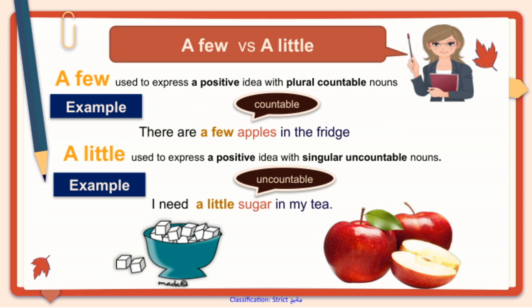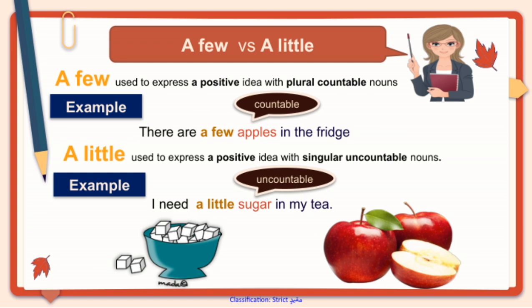On the other hand, with countable nouns such as apples, we use a few to indicate a small number. For instance, "There are a few apples in the fridge." This means there are some apples, a small quantity, and apples are countable, so we say a few. It's important to remember that a little is used with uncountable nouns, and a few is used with countable nouns. This distinction helps us communicate more precisely in English.